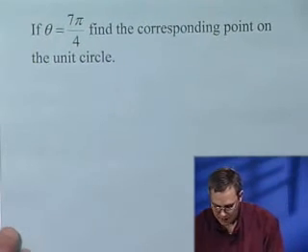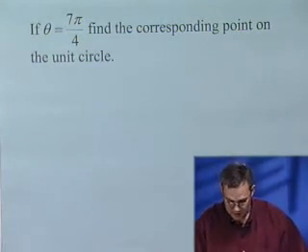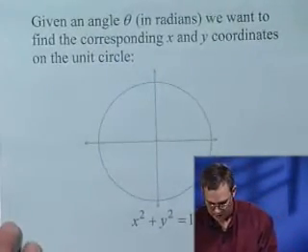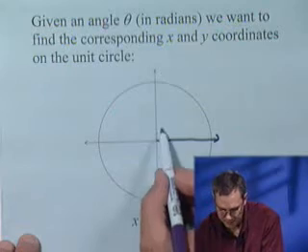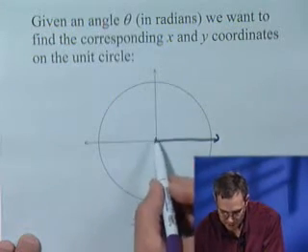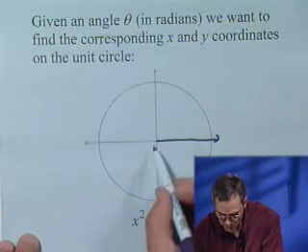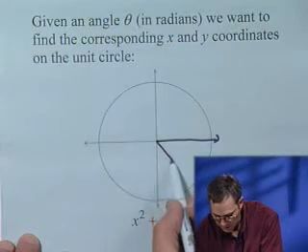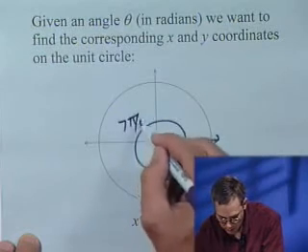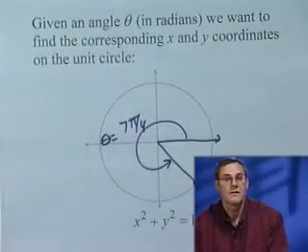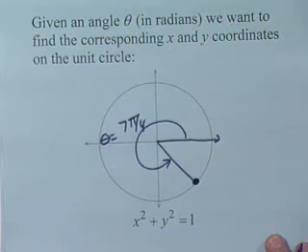Let's find the corresponding point on the unit circle if we're given an angle of 7 pi over 4. So let's construct that angle. 7 pi over 4. If there's my initial side, I have to go all the way around. Let's see, there's 1 pi over 4, 2 pi over 4, 3 pi over 4, 4 pi over 4, 5 pi over 4, 6 pi over 4, and 7 pi over 4. So there's my angle of 7 pi fourths. And now let's figure out what that point is right there on the circle.